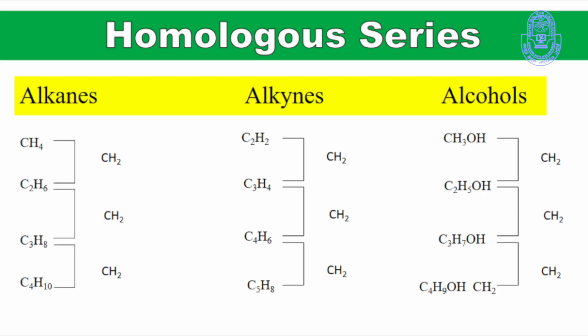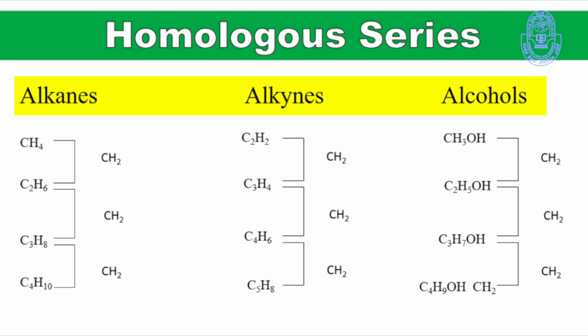Homologous series. The structurally similar organic compounds having the same functional groups and a different number of carbon atoms are known as a homologous series. The homologous series is characterized by two adjacent members differing by a CH2 group or 14 atomic mass units.